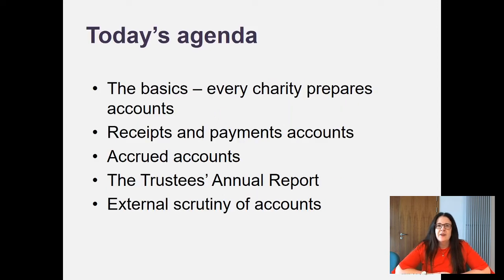Today's agenda. We're going to start with the basics. Every charity has to prepare a set of accounts each year. We're going to look at the two types of accounts that can be prepared. The first is receipts and payments accounts. The second, accrued accounts. We're also going to look at the trustees' annual report. That's the narrative part of accounts that has to be included regardless of whether you're doing receipts and payments accounts or accrued accounts. And then we're going to finish off by looking at the external scrutiny of accounts. Every set of accounts has to be externally scrutinised by someone who is independent of the charity. We'll look at that later on.